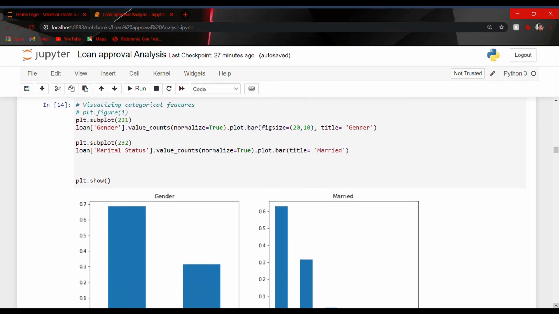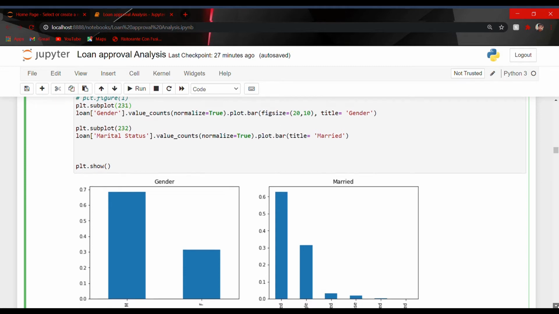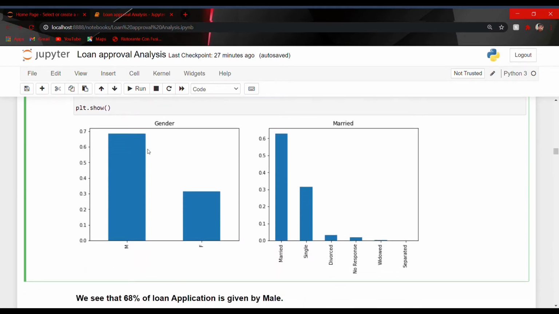Now here I have used subplot so that I can make the graphs in a single row. You can see gender and married, these two column graphs are in a single row. For that we use plt.subplot. From here we can see that among the applicants who applied for loan, the male percentage is around 70% while female is around 30%.